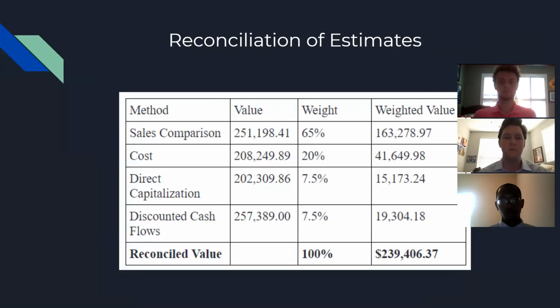And the income approach, direct cap and discounted cash flows, is more on the investment side of things. It wouldn't be too commonly used on a single family home unless you're renting it out. So we just gave those 2 approaches of the income approach 7.5% each. And once all those weights are applied, our reconciled value comes to $239,406.37.